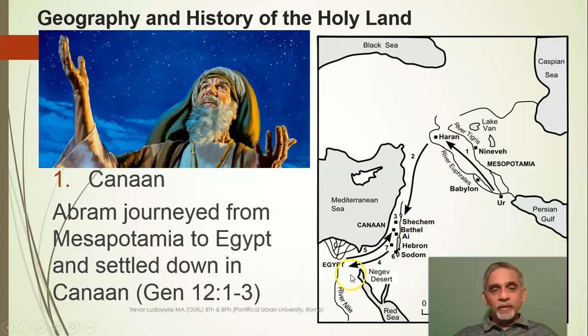You find this already in the book of Genesis, all these areas where Abraham traveled, and then he goes back to Canaan. So that's one of the other reasons we identify Canaan with Abraham. Abraham settled down in Canaan.